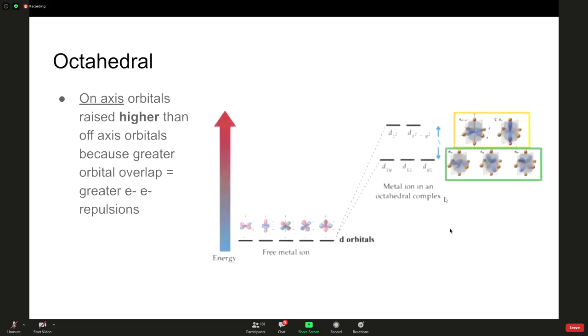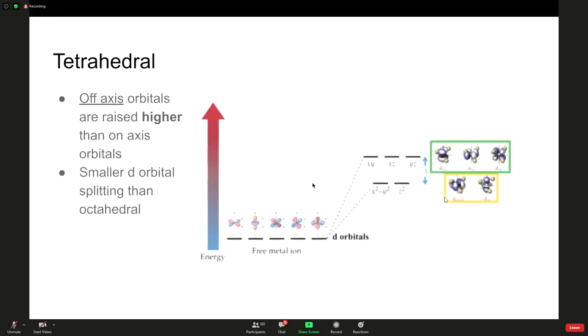Okay, so there's octahedral and tetrahedral that we learned. For octahedral, here is a splitting pattern, as you see in that graph over there. We see that the on-axis orbitals are raised higher than the off-axis orbitals. The reason is that as the ligands are coming together towards the center, the on-axis ones have a greater overlap. So that's why the splitting is higher for those. Both of them are raised though, but it's just the on-axis ones that are raised higher. And then next for tetrahedral.